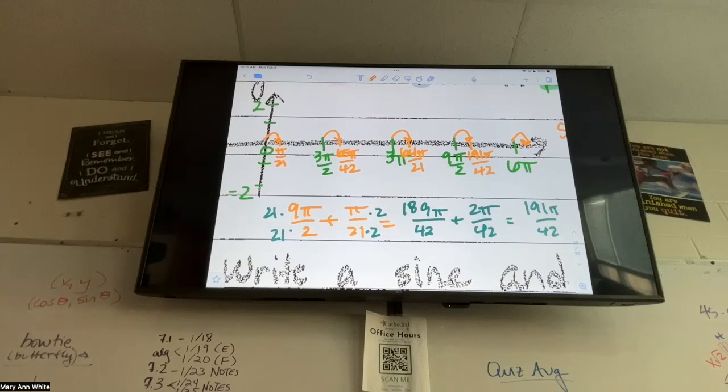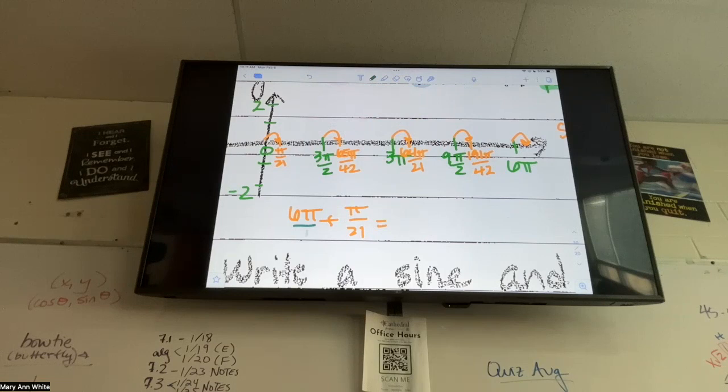And then the last one, I need to make 6 pi have like denominators. This is really ugly with these fractions, but at the end of the day, it's nothing crazy. I'm just adding fractions and getting like denominators. It's just annoying work. All right, and so now I want to make that over 1 and multiply by 21 on top and bottom. So I end with 127 pi over 21.